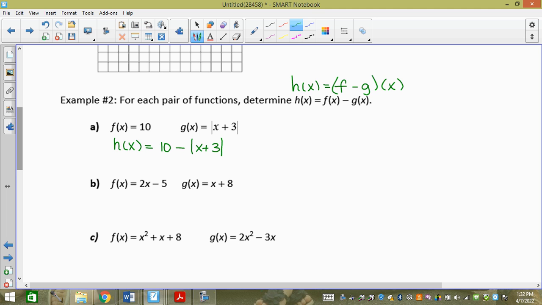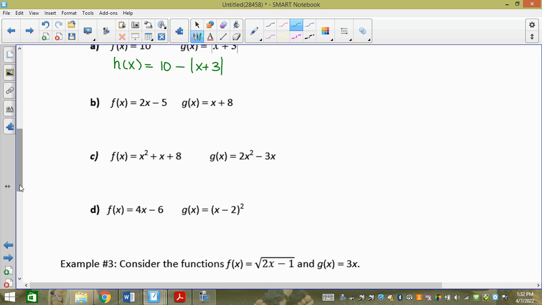You try B and C and D. Go. Quickly. B, C, D. Remember that when you're subtracting a binomial or a trinomial, what are you going to have to do? If you have 2x minus 5, do you go minus x plus 8 just like this? No. You have to distribute the negative through. So make sure whatever you're subtracting, you actually subtract all the terms. So B, C, and D quickly.